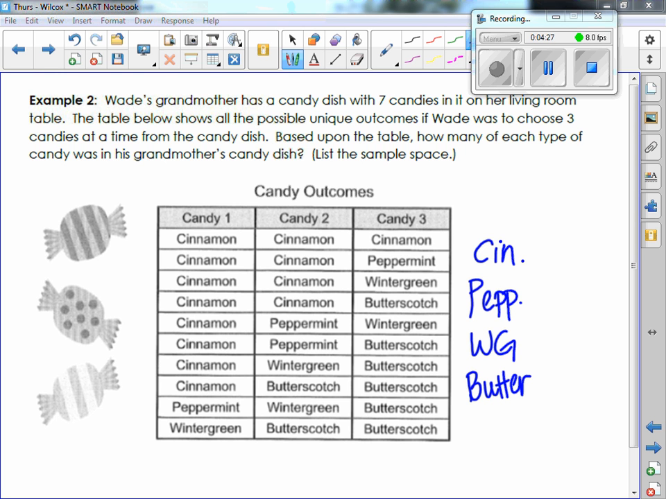It looks like we have 3 cinnamon, because I was able to get 3 cinnamon at one time. The most peppermint that I'm ever seeing at one time is 1. 1 peppermint at a time. So there must only be 1 peppermint candy in that dish that I was only able to pick 1 each time. For wintergreen, the most wintergreen that I'm seeing at one time would be what amount?